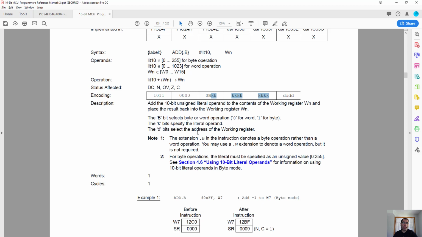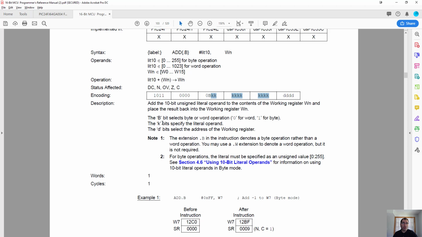D bits select the address of the working register. Okay, so if it is W0, it's going to be 0000, and if it is W15, it's going to be 1111, because we can represent 15 in binary as 1111. And if you have other registers, then you can put whatever value represents those registers.